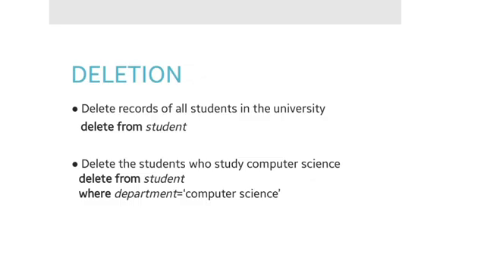Consider an example. If you want to delete all students, we give the query as delete from student. This command removes all student records from the table. Delete removes records only. The table structure remains available. Columns like ID, name, department still exist.